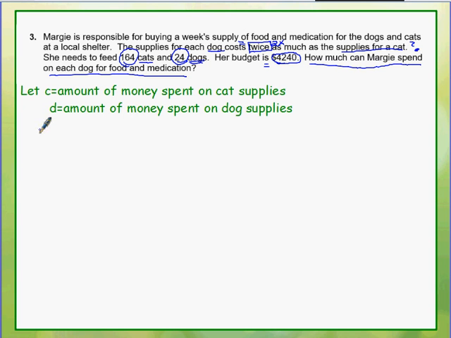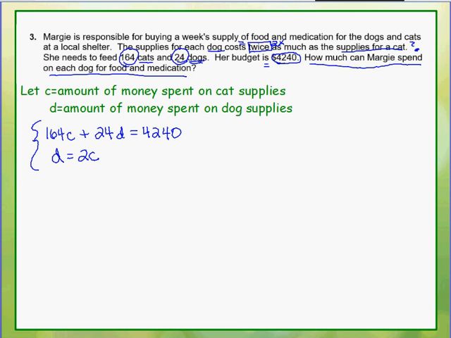So now if we start to set up our system, it's going to cost her C dollars for each cat, but there's 164 cats times the cost of each one, plus 24 dogs times the cost of each one, and her budget was for $4,240. But now the other equation is a little bit harder to find. It tells us that the supplies for each dog costs twice as much as the cat. So the cost for a dog equals twice as much as the cost of a cat.